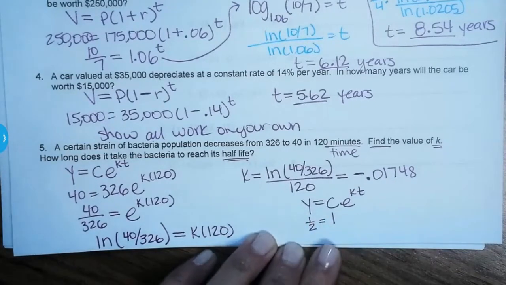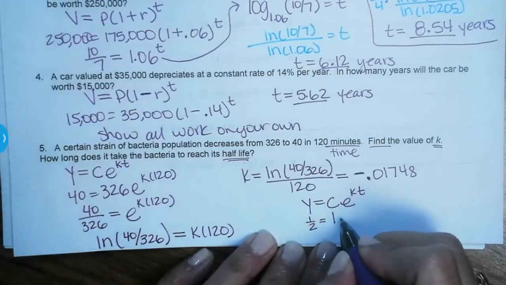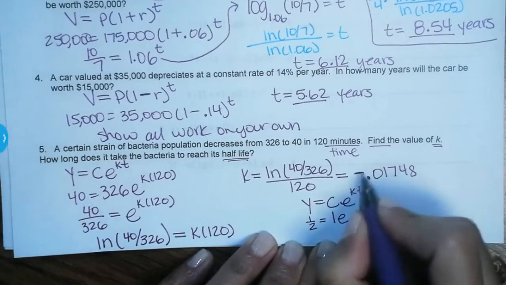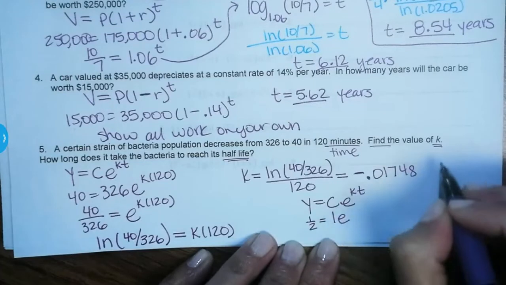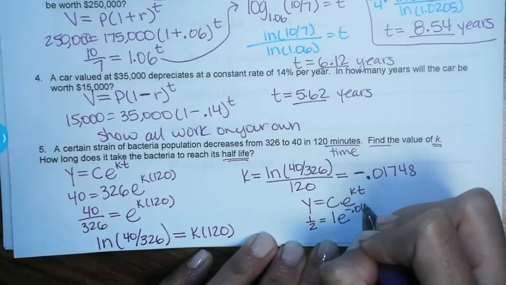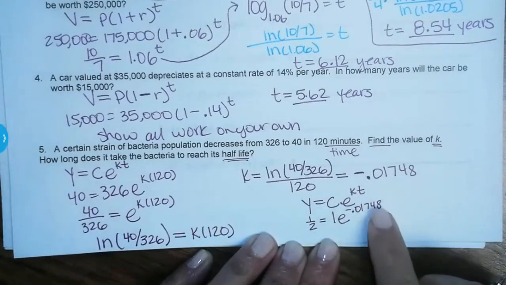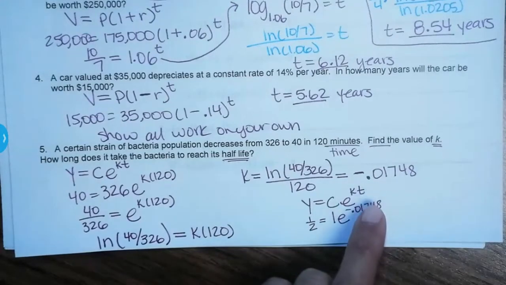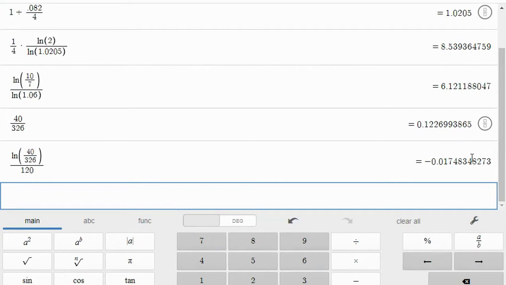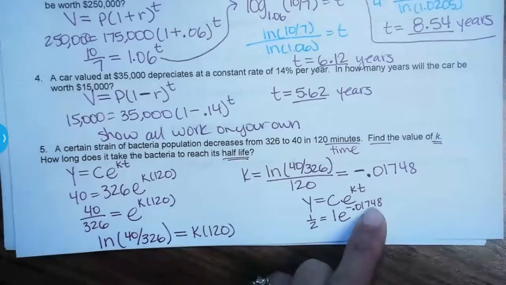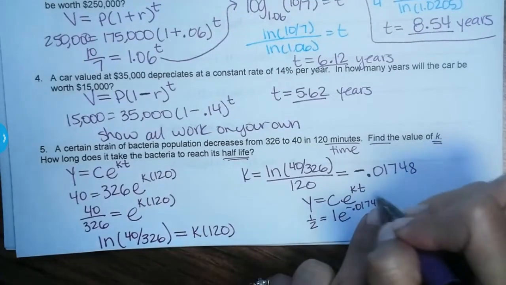I'm just going to go with 1 because that's simplest. Times e to the k. So we just found that k value, negative 0.01748. And technically, you're not supposed to use rounded numbers. So we need to copy the whole thing. On the calculator, we're just going to copy and paste it. For now, I'm just going to round it to that times t.